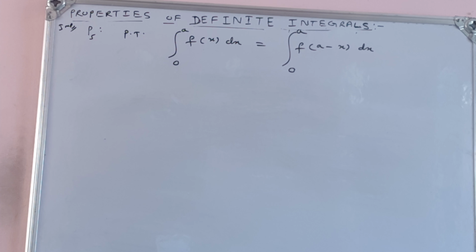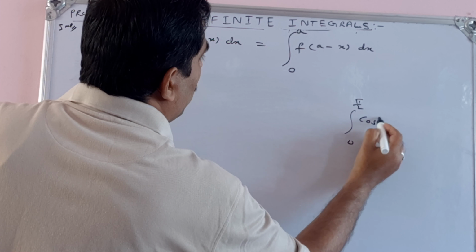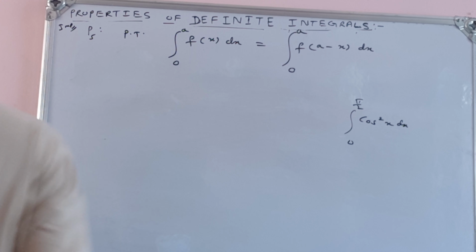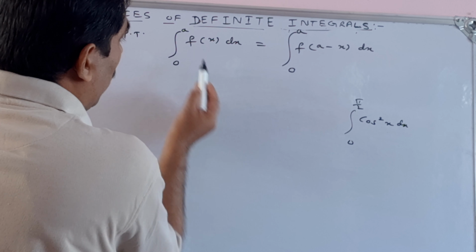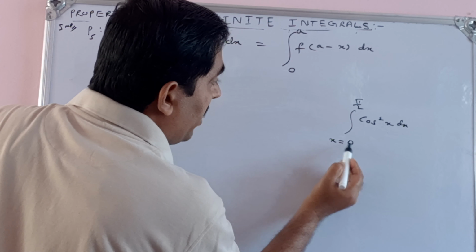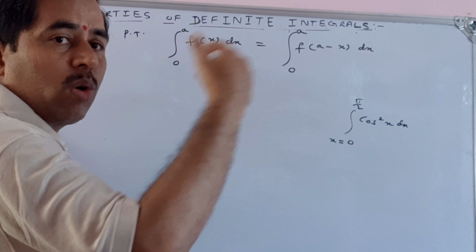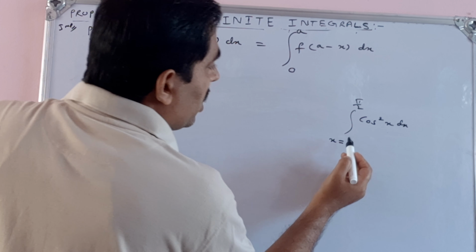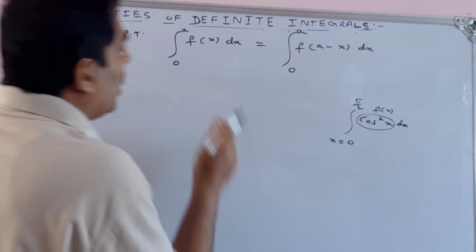Okay. I will write one example here before proving this. If I have to integrate 0 to pi by 2 of cos square x, then how can I make use of this property? This property holds good if my lower limit is 0. Okay, it ranges from 0 to pi by 4 or 0 to pi by 2, like this. So 0 to pi by 2, this is my function f of x. You think this is f of x.